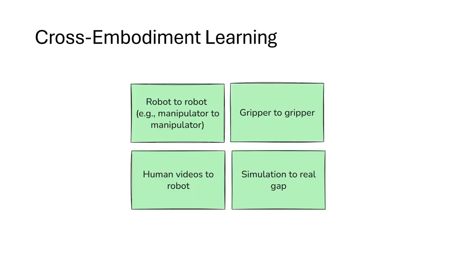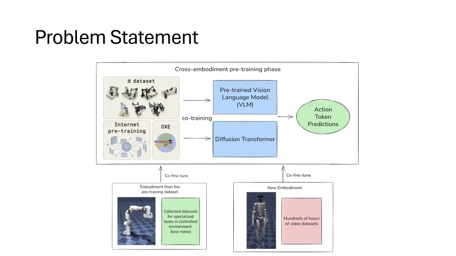In general, cross-embodiment learning can be divided into four main groups. The first group is robot-to-robot learning: from one type of manipulator, we can transfer the knowledge to another type of manipulator. We can do the same thing with grippers, from one type of gripper to another. Then in the literature, there are also many works on human videos to physical robots, and the simulation-to-real gap can also be covered in cross-embodiment learning.